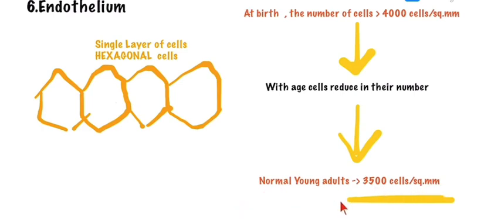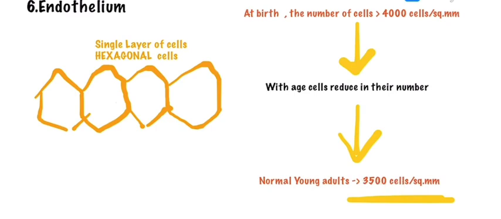So a normal adult with not much eye complications, no severe diseases in the eye, must have 3,500 cells per square millimeter. It was 4,000, so it has reduced by 500 cells to 3,500. It reduces by 0.6% each year. So this is how much a normal adult should have.